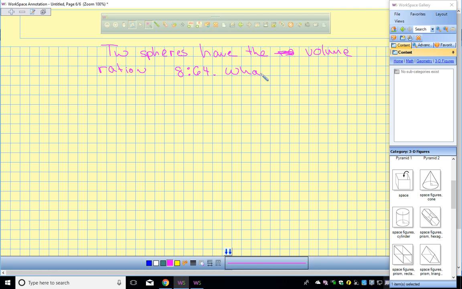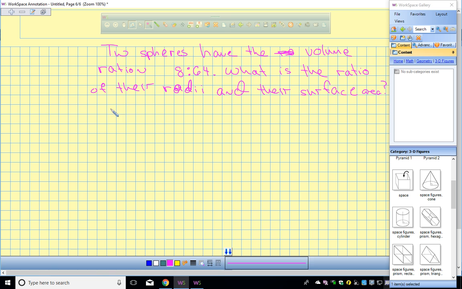What is the ratio of their radii, sorry about my bad radii, and their surface area? Surface, that's a U. Surface area. How would I do that?